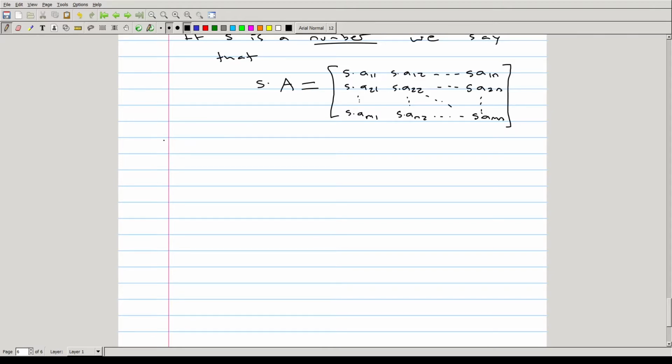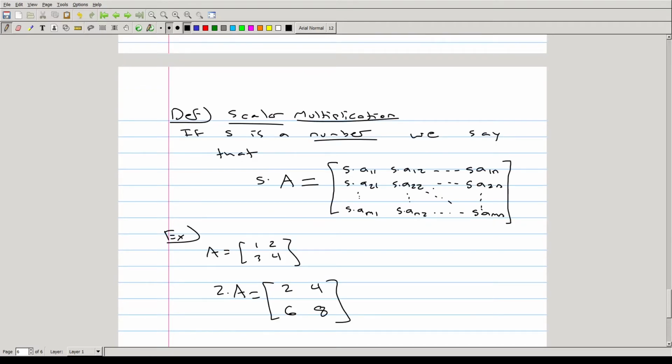So, for instance, if we talk about A being the matrix 1, 2, 3, 4, 2 times A is going to be 2, 4, 6, 8. Which is really just what we need to talk about scalar multiplication. So this should be clear and make a lot of sense.